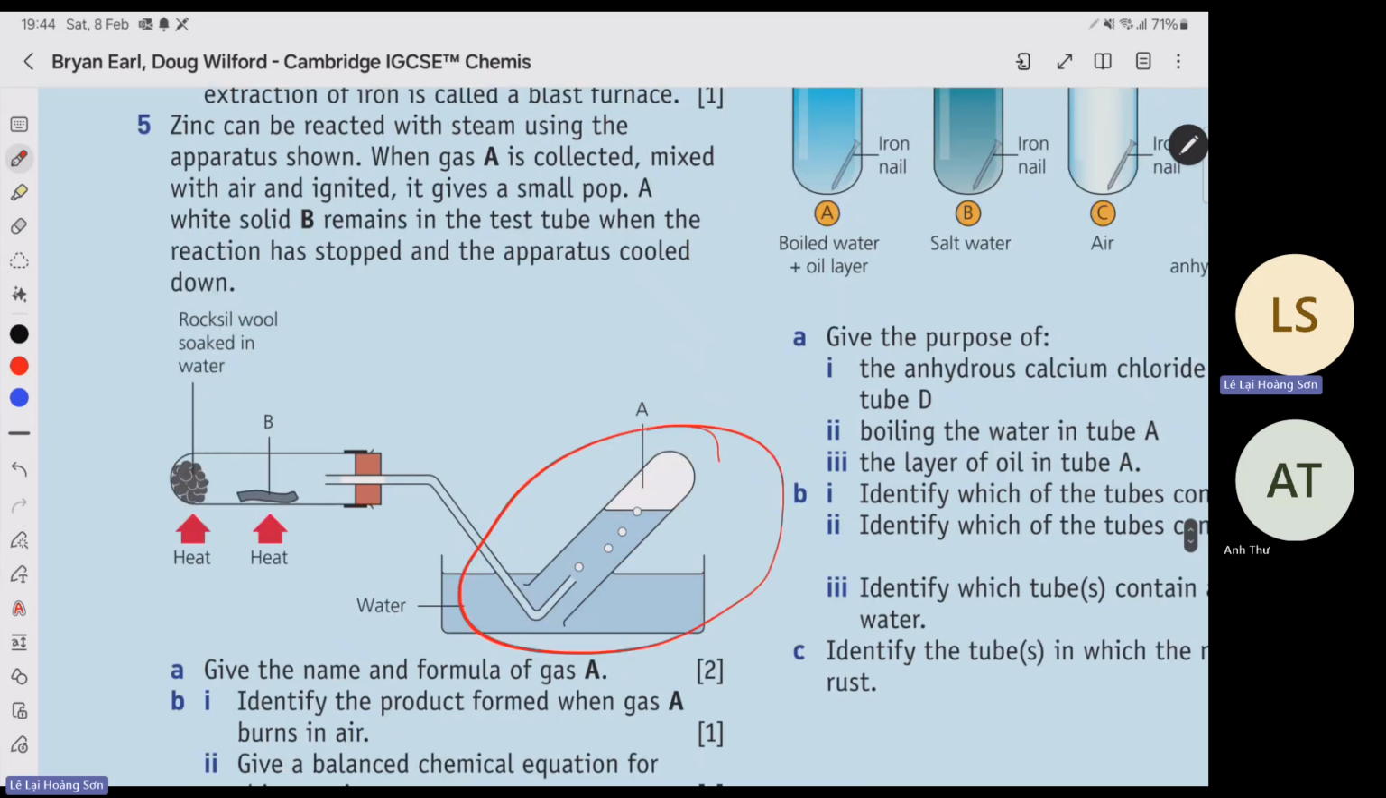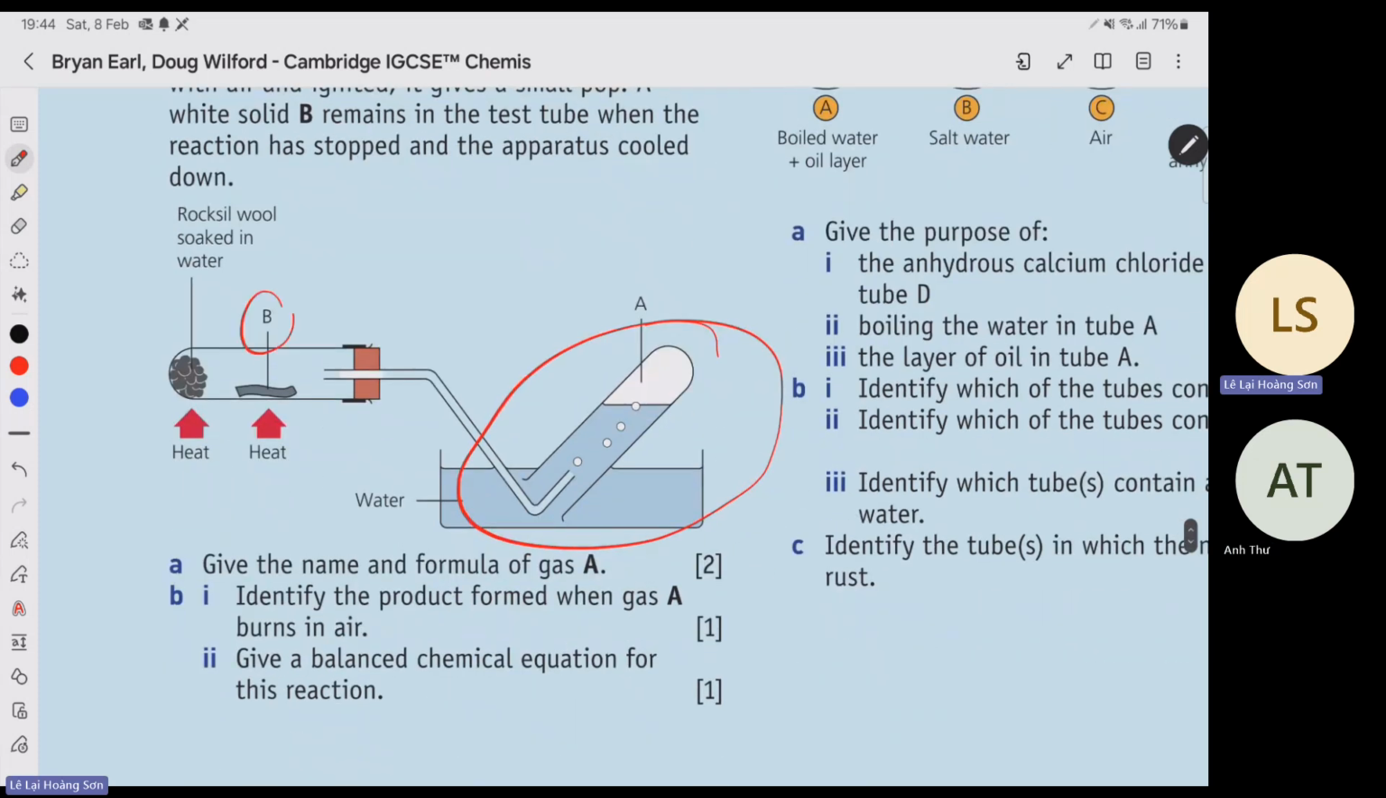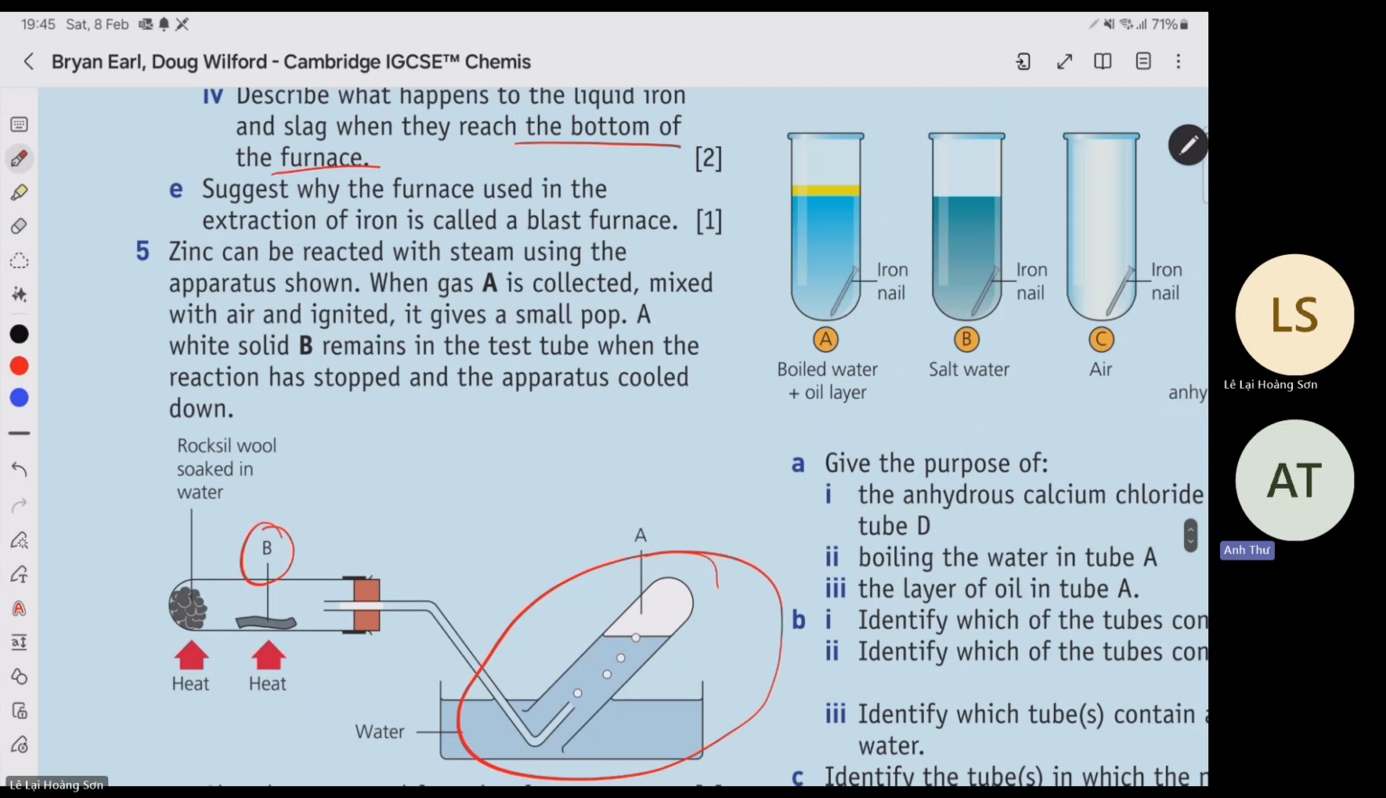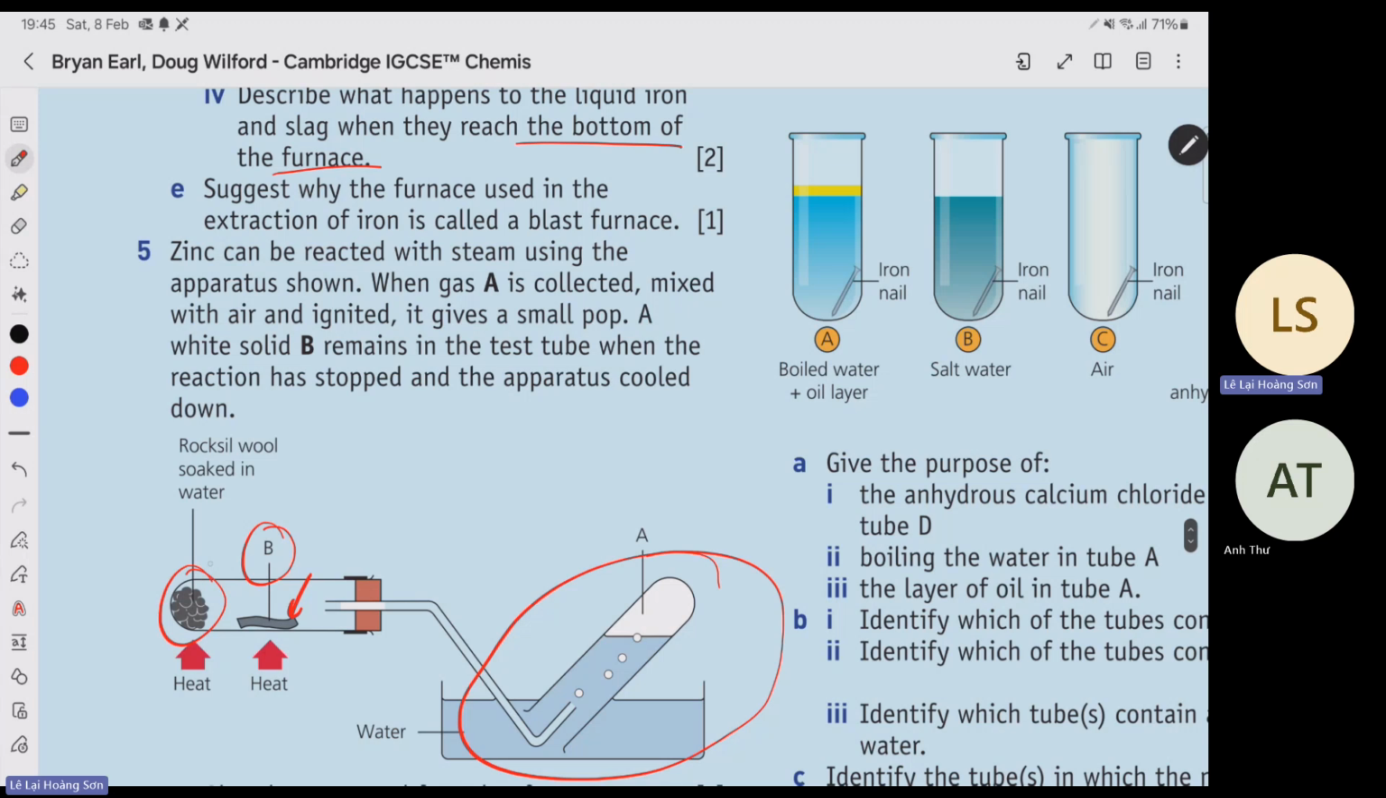So, can you guess what is going to be the product here? What is B and what is A? B is iron. Where is iron in this reaction? B is zinc. I mean, zinc is the reactant. B is the product. Do you understand? This was zinc in the beginning, but then you have steam that is formed and it can react with the zinc at this position. Understand?